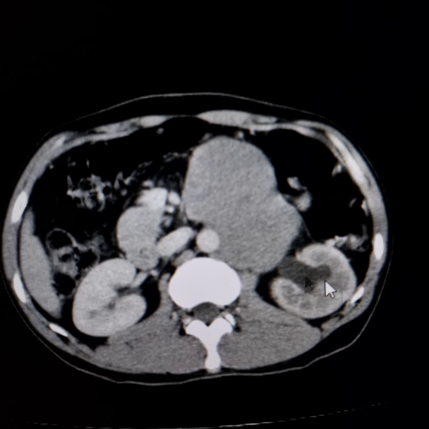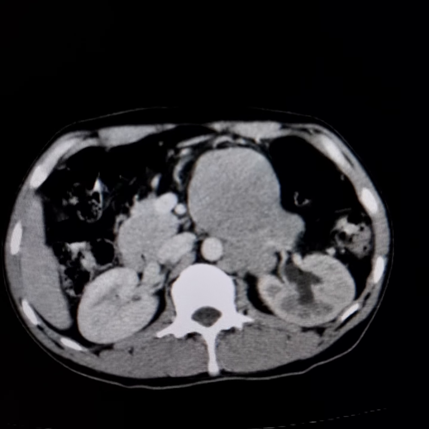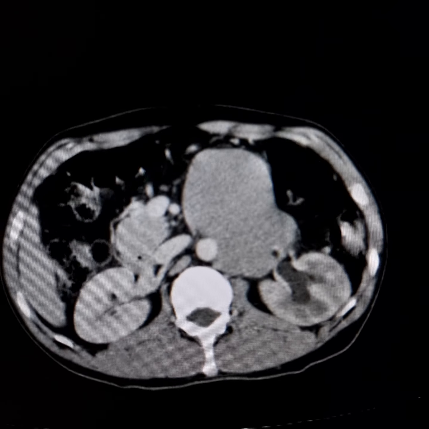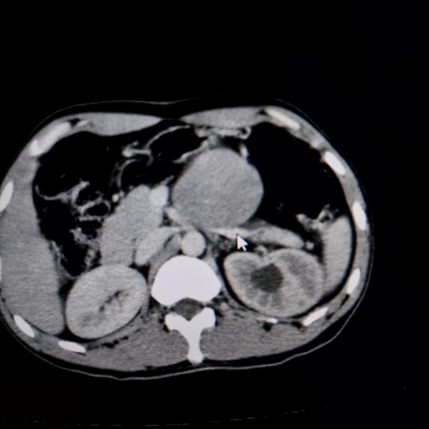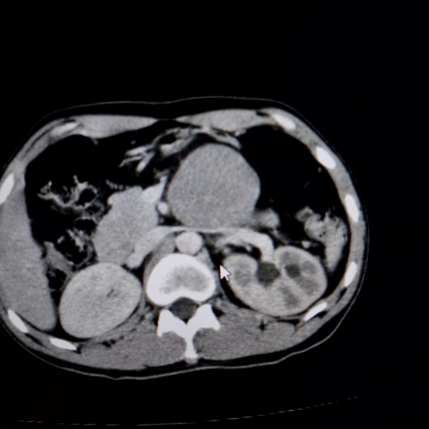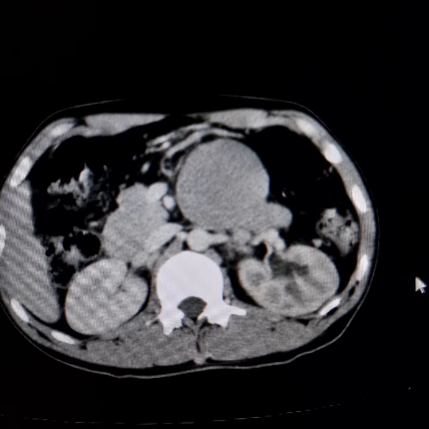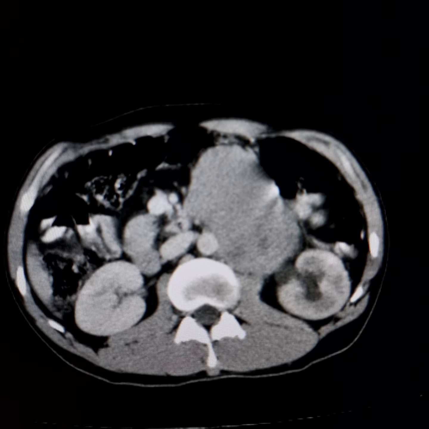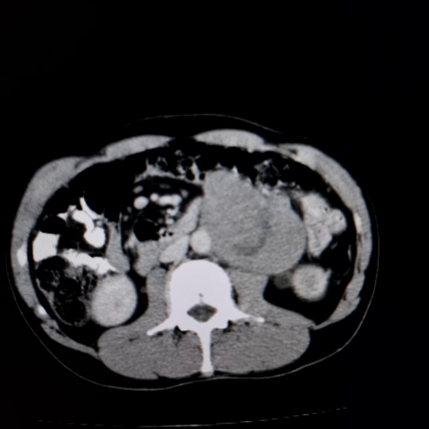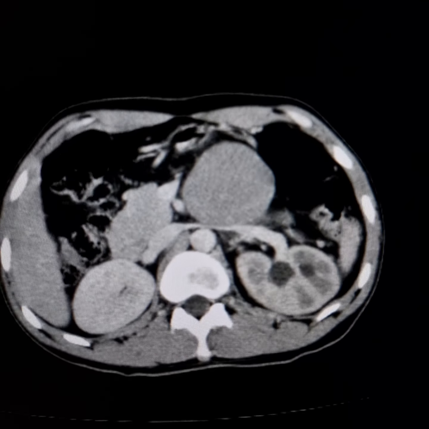The mass has surrounded almost 50% diameter of the aorta. Now this is the left renal vein. There is no involvement of the left renal vein. This is the left renal artery here. There is no involvement of the left renal vein or left renal artery. There is mild hydronephrosis on the left side.